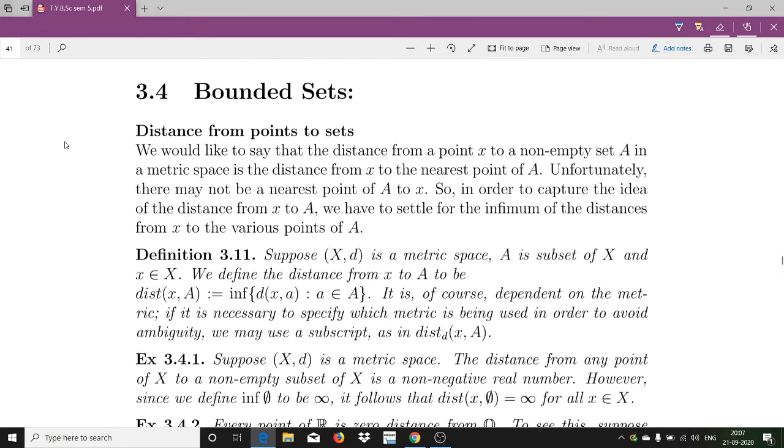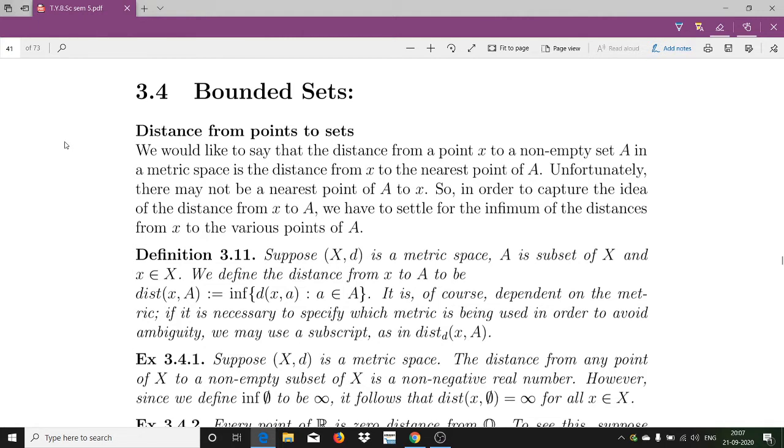In this video, we are going to define distance from a point to a set in a metric space, and then we will define distance from set to set in a metric space. The idea behind distance from a point to a set is that if you have a non-empty set A in a metric space and a point X, and you want to find the distance between X and your set A, then we would like to say that the distance from X to A is the distance from X to the nearest point of A.